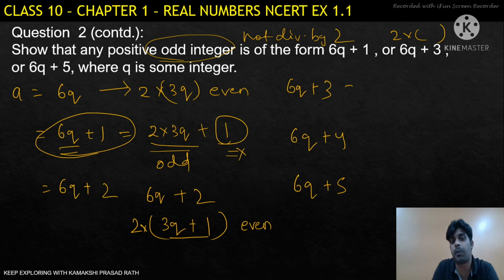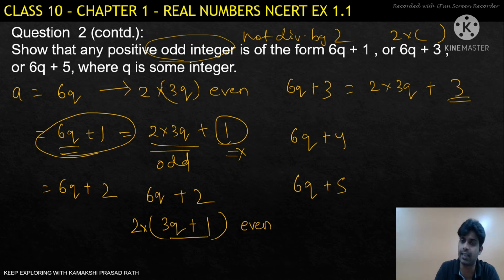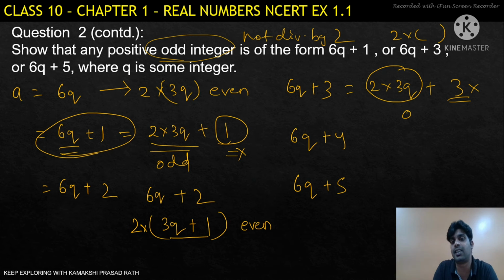Next 6q plus 3. So 6q can be factorized as 2 into 3q. But 3 I cannot divide by 2. We cannot take 2 as common. So the remainder is as it is, 3. So this is divisible, but this one is not divisible. Hence this is an odd integer. So we know that any positive integer can be either even or odd. There are the two options. If it is not even, that is odd.